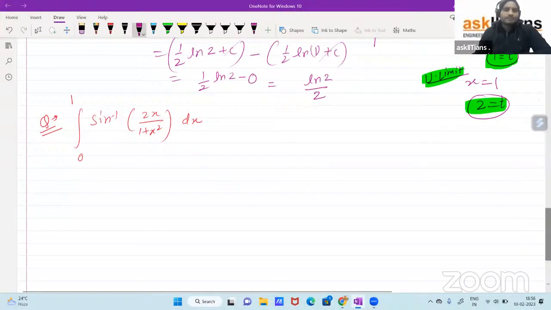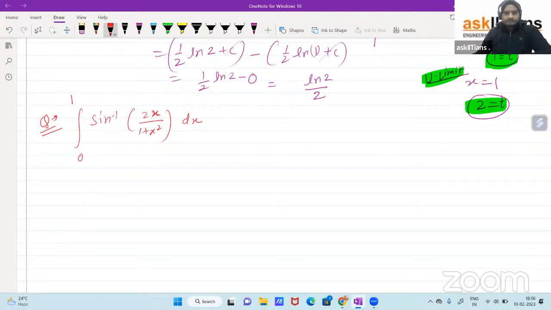Now sine inverse of 2x divided by 1 plus x square. So it's very hard to integrate in this form. We have 2x upon 1 plus x square, which is under sine inverse. So what can we do? Substitution. We can use substitution. Very good. Nice to see. So substitute x equals tan theta.